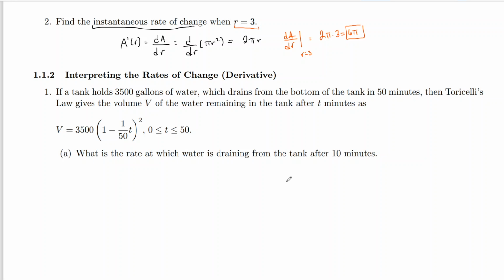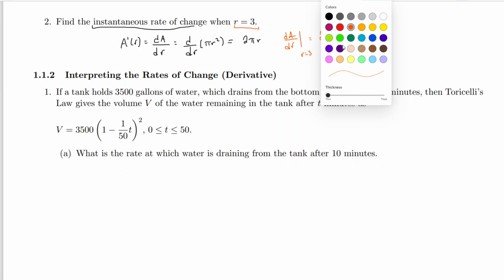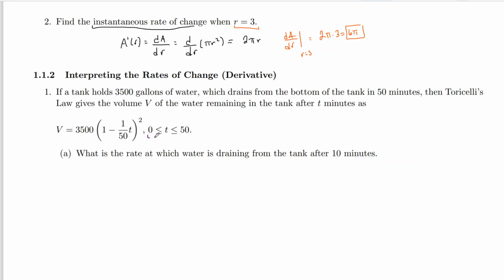Now, if you're wondering what the second part is indicating here, it says t is between 0 and 50. It's just because we don't like t to be negative. That doesn't really make sense. So t starts at 0. That's really just a common thing because it's talking about time. But it stops at 50 because after 50 minutes, the tank's completely drained and there's no more water to be drained. So this equation is only valid between t equals 0 and t equals 50.